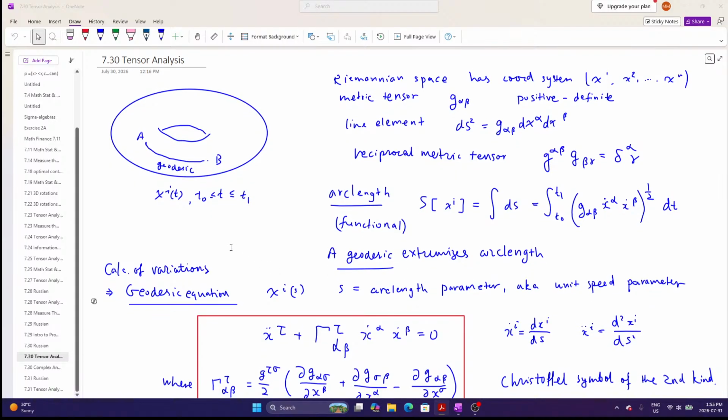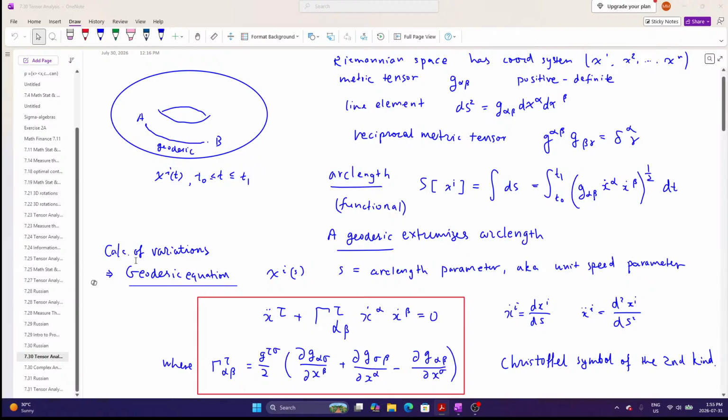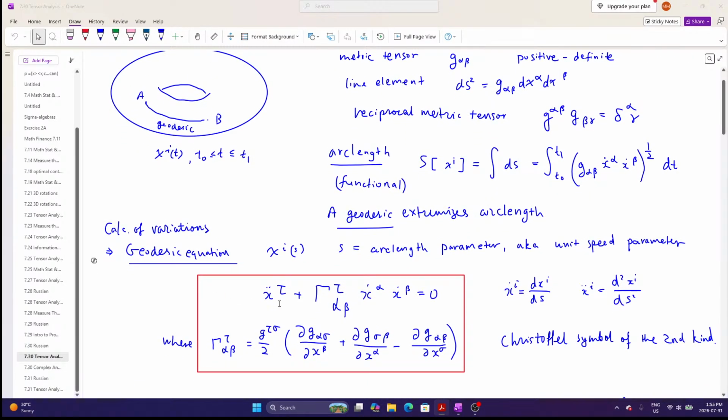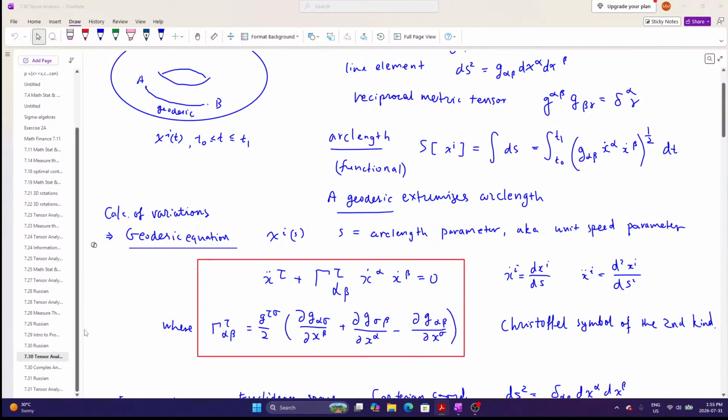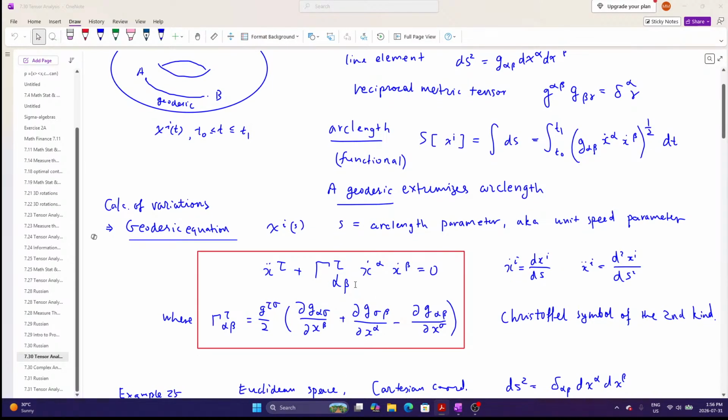As it turns out, if we use the calculus of variation, namely the Euler-Lagrange equation, you can derive the geodesic equations. In this derivation, which was done near the end of the 28th stream, we have this nonlinear system of ordinary differential equations satisfied by the geodesic parameterization when the parameter is the arc length. So S is the arc length.